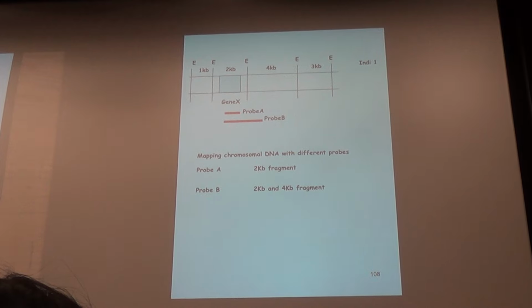So let's imagine this is what the DNA looks like. You've got a yellow fragment sitting next to a green fragment, sitting next to a blue fragment. That's your genomic DNA in your cell. The first thing you do when you start a Southern blot is you digest with a restriction enzyme. When you digest with a restriction enzyme, you're going to break these fragments into 3 pieces. Those 3 pieces are then going to be separated on the gel based on size.